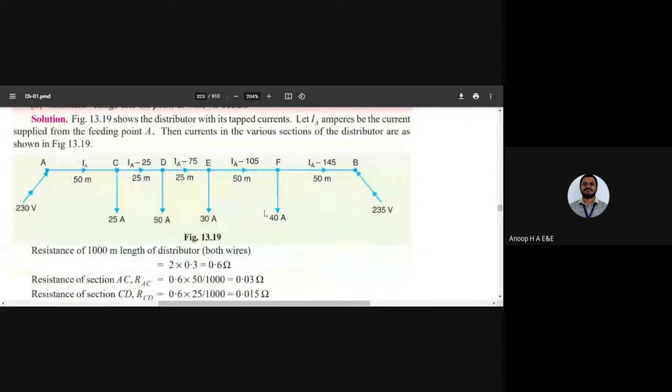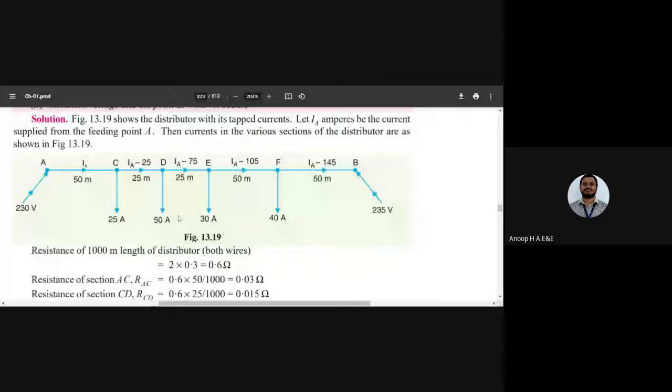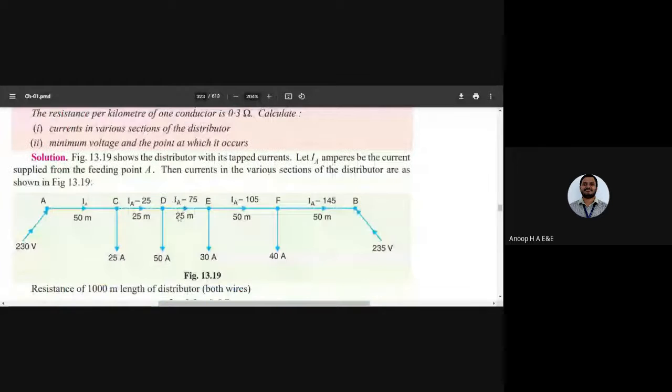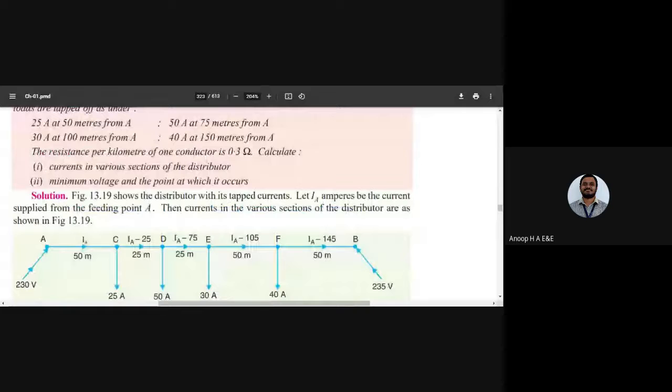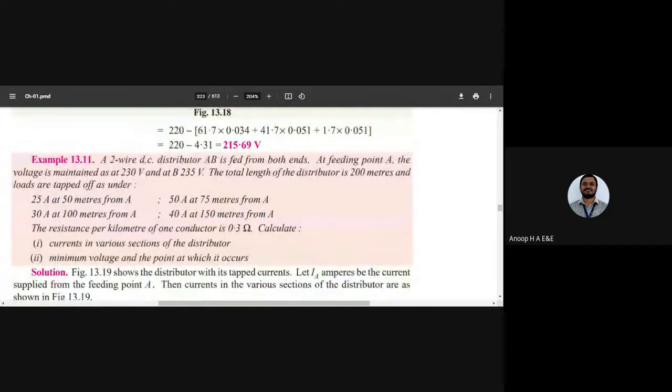So the resistance of the distributor of 1000 meter length, considering both the wires, if I want to find out, what would it be? It would be 2 into 0.3. Why is it 0.3? Because resistance per kilometer is given. What is the total length of the distributor? Sorry, it is 200 meters.